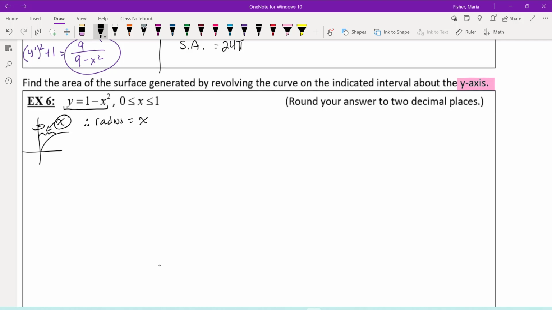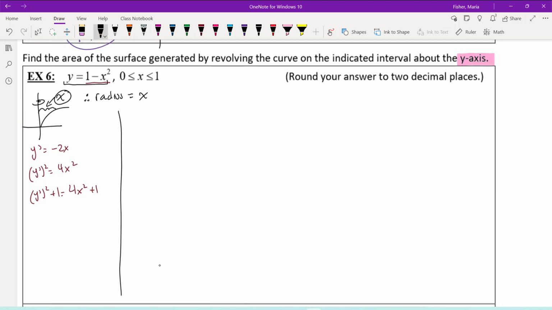Now what I want to do is find the derivative. Y prime would equal negative 2x. Square it. Y prime squared is going to be positive 4x squared. And then y prime squared plus 1 is 4x squared plus 1. Putting it into our formula, my surface area is going to equal 2 pi times the integral from 0 to 1 of my radius.